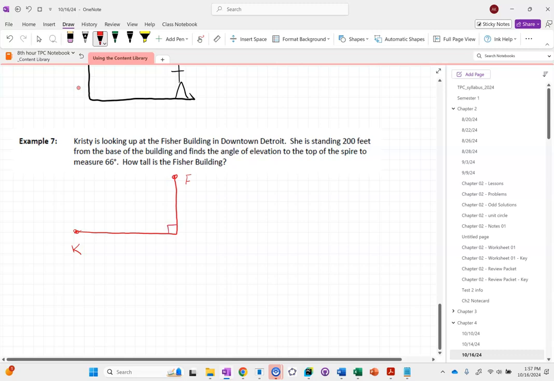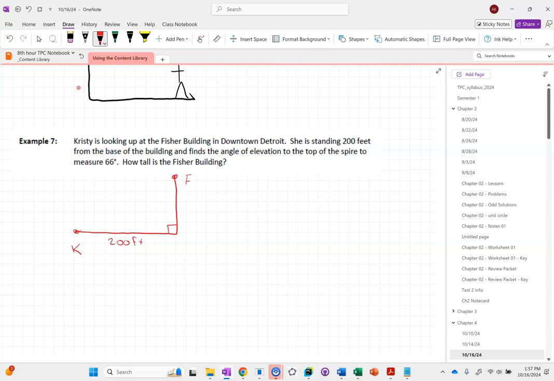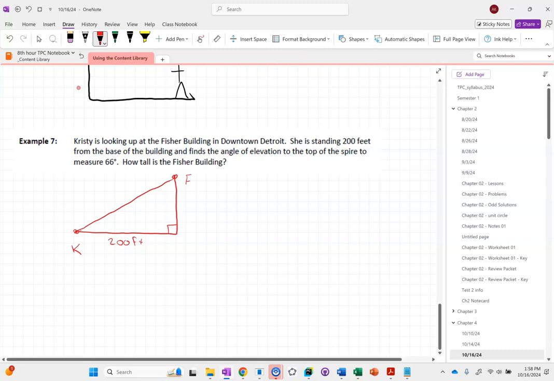So here's Christy, there's the Fisher Building. It says we're 200 feet from the base. Notice that I can assume that it's a right angle, right? Any structure that's on the ground you can assume is perpendicular to the ground unless explicitly stated otherwise. And then we want the angle of elevation is 66 degrees. So that's just going to be that angle. And we want the height of the building. So we want that side. Everybody cool with the setup?